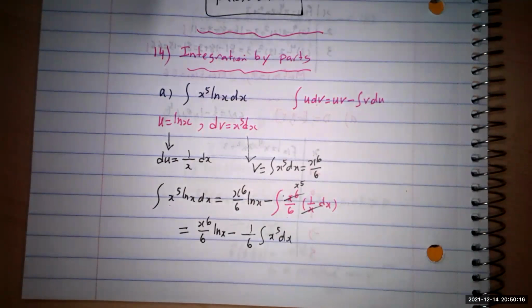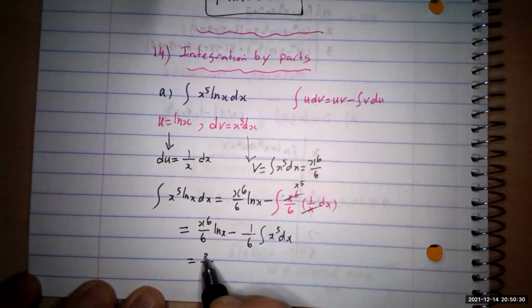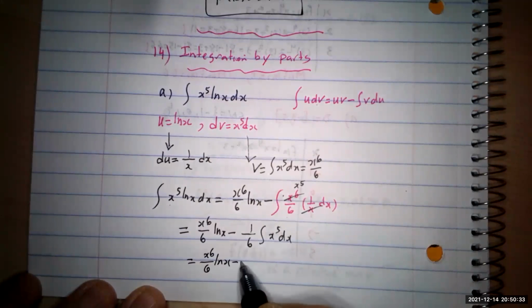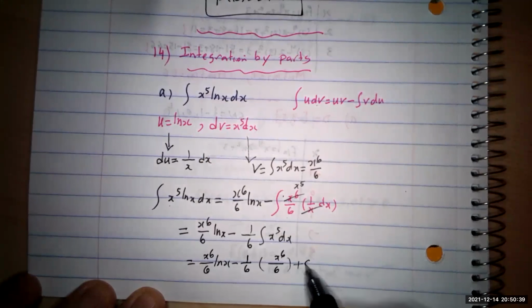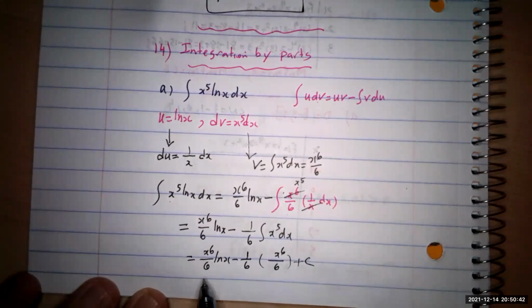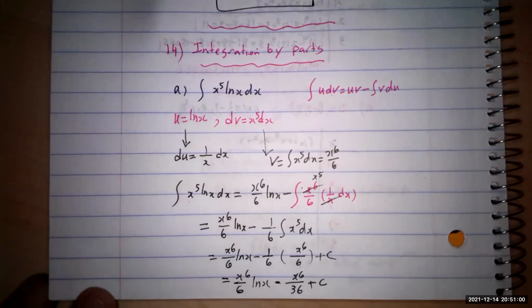Okay, so it's always the case. This x would disappear. We would reduce its power, and there is going to be a number 1 over 6 times the integral of x to the 5th. Now we integrate, so that gives us x to the 6 over 6 ln x minus 1 over 6, and this would be x to the 6 over 6 again. Now we add the constant c. So the final answer is going to be x to the 6 over 6 ln x. 6 times 6 would be 36. It's going to be minus x to the 6 over 36 plus the constant c. So that would give you the final answer.